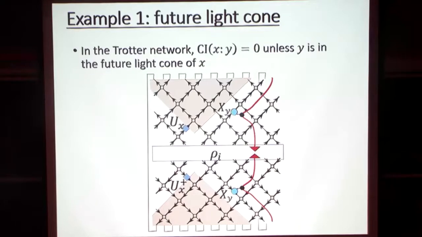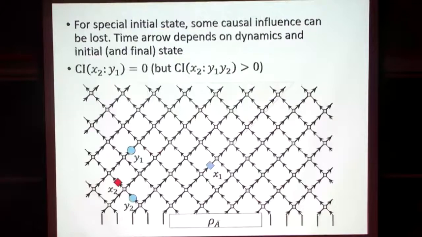So let's look at some more examples to understand what non-trivial things can happen here. This is just the trivial case where you reproduce the light cone: only when y is in the future light cone of x, you get a non-trivial influence. But even in this case, something interesting can happen. Let's consider a particular initial state, such that when you trace over some complement region A bar, then region A is in a maximally mixed state. So region A is maximally entangled with the rest.